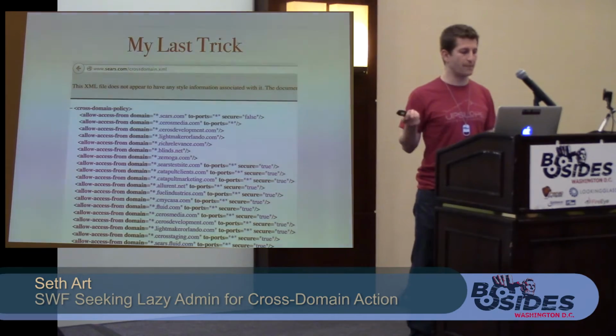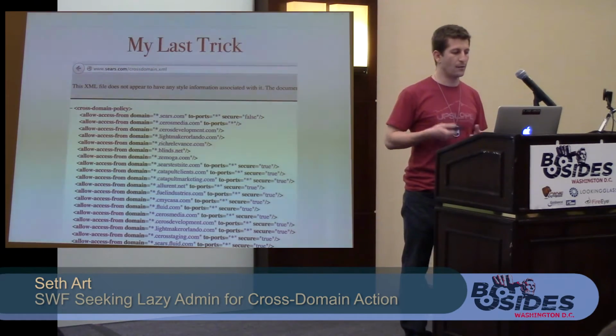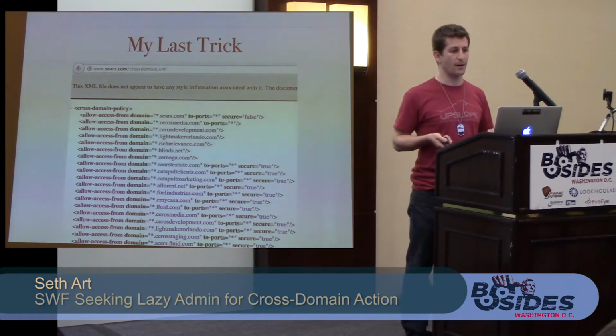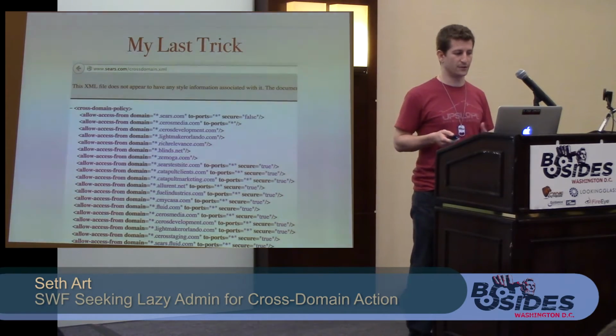And so this is another example of a really long one. This is www.sears.com. Actually, since Sears and Kmart were just recently in the news, I also found the same thing. So Sears and Kmart have almost identical cross-domain XML files. And I saw that quite a bit too. So some of these sites that are owned by the same group share similar cross-domain XML files.